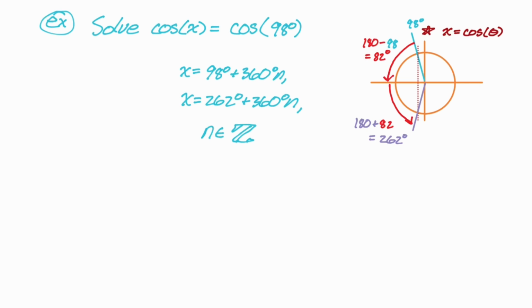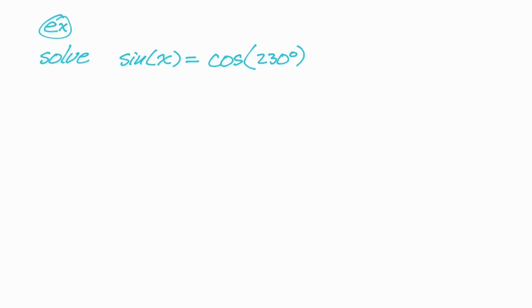All right, I'm going to do one last problem here. It's a little more involved, but it's really not that bad. It feels like a slightly different problem, but let's take a look. So we want to solve sine of x equals cosine of 230 degrees. This is essentially the problem that was promised in the intro to the video, except not the problem that was in the intro because I didn't even think about that.